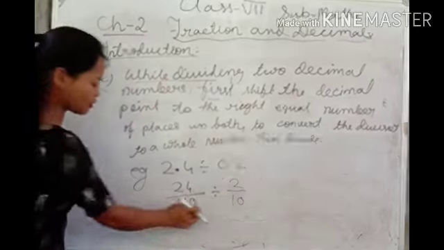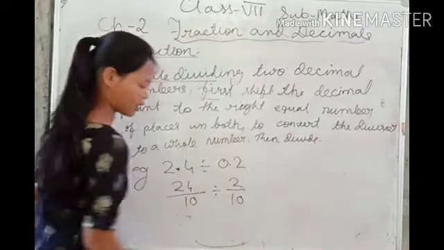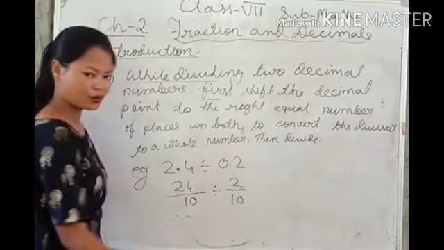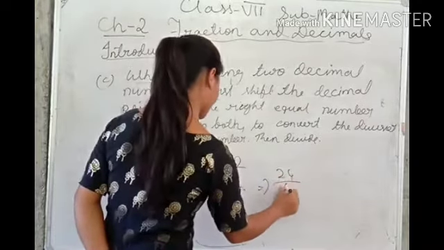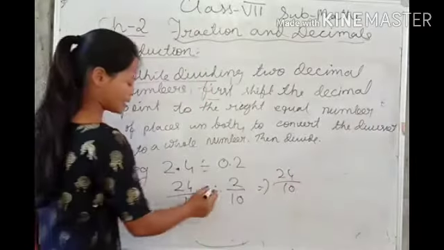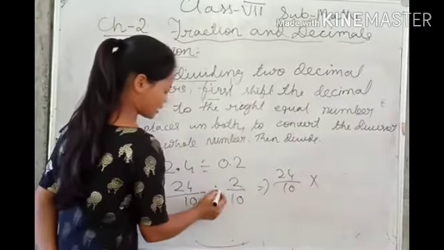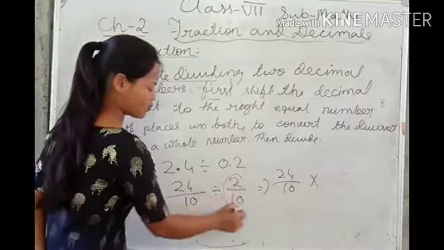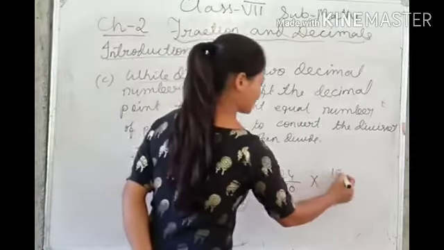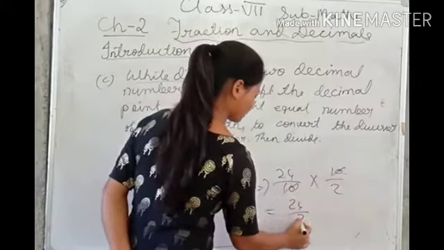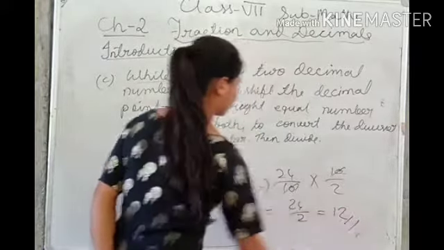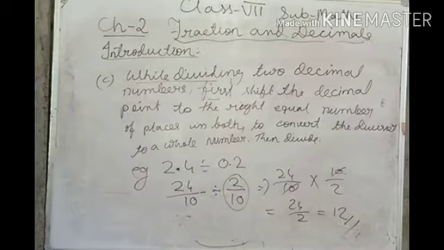Now we know this is one fraction and this is another fraction. Now we know how to divide two fractions, isn't it? How to divide two fractions? We will do 24 upon 10 divide, and this divide will become multiply and this part will become reciprocal. It is 10 upon 2. Now 10 will get cancelled, so 24 upon 2. So what is your answer? 12. So in this way we will do division.